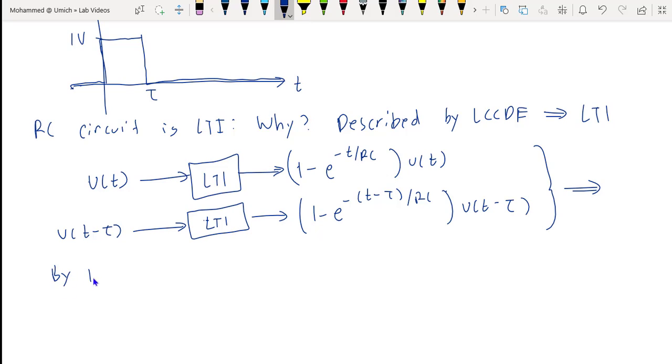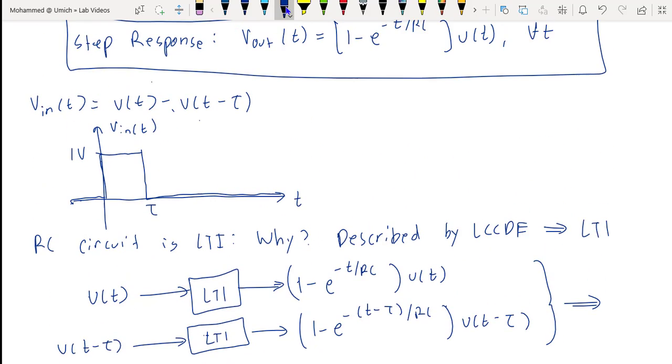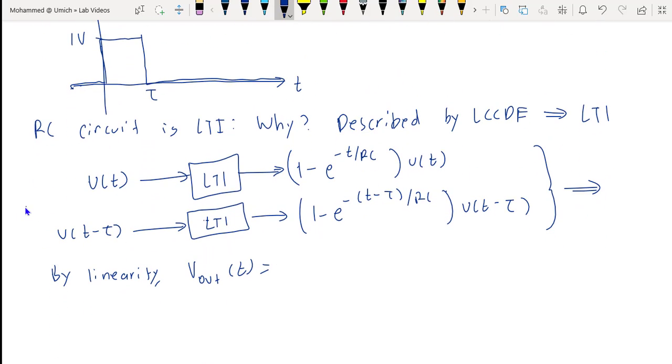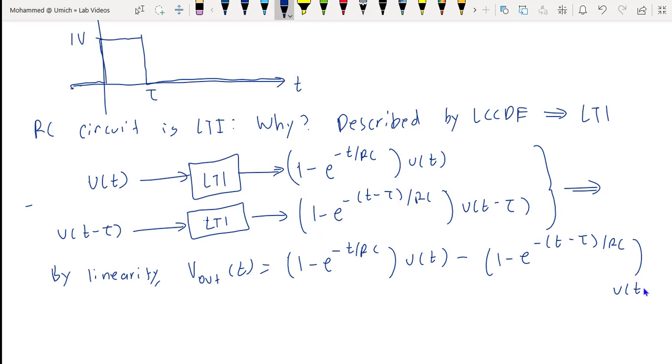Now I can combine both of these results and use the property of linearity of LTI systems. So by linearity, the output V_out of t is going to be the difference of these two outputs, because the input is u of t minus u of t minus tau. So by linearity, the output is going to be the first output minus the second output. So it equals 1 minus e to the minus t over RC times u of t, minus 1 minus e to the minus (t minus tau) over RC times u of t minus tau.